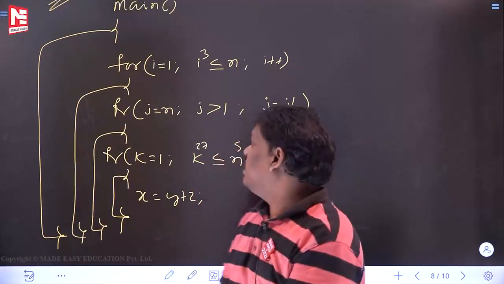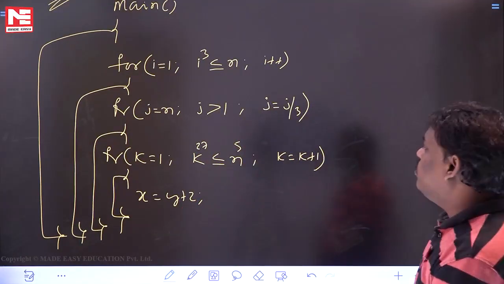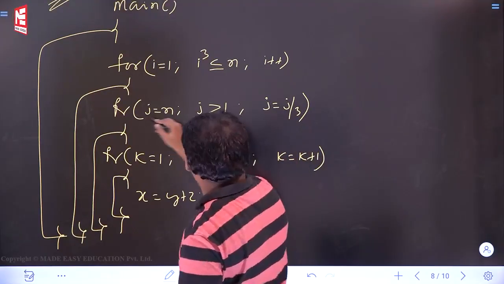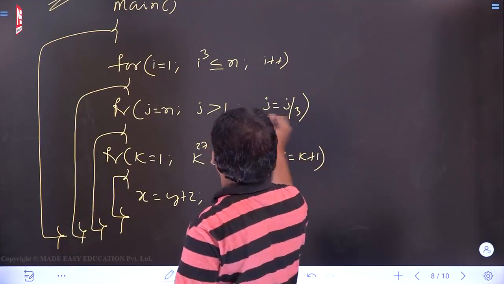Now let me check this one. Inside the J loop, if you observe, see it is a J loop. Inside the J loop, if you observe, anywhere I, there is no dependency.